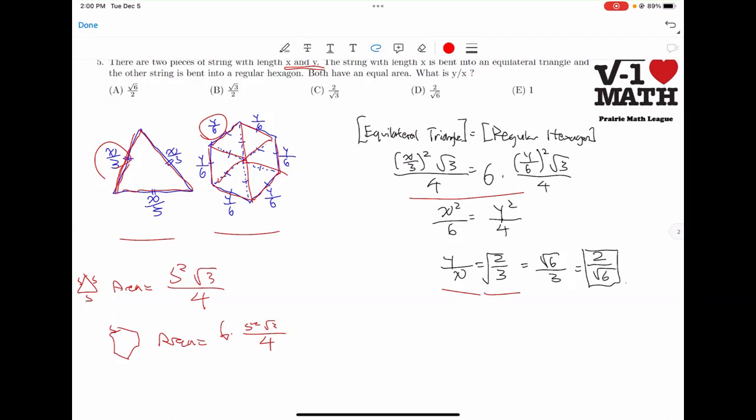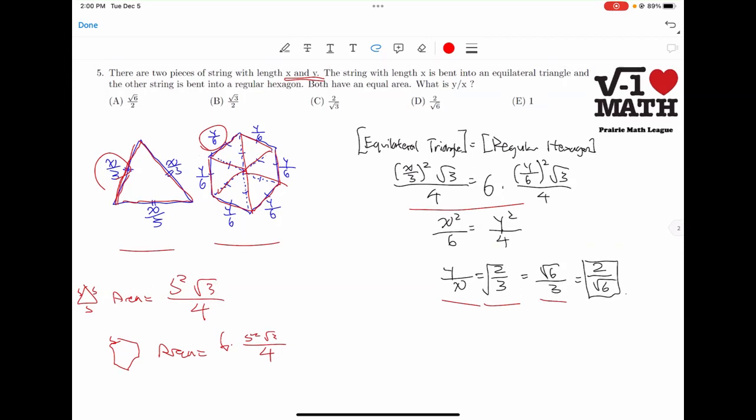Now we can try rationalizing the denominator to get square root of 6 over 3. Unfortunately, this is not one of the option choices. So instead, to match one of the option choices, we're going to try rationalizing the numerator instead. This gets us 2 over square root of 6, which is option choice D.